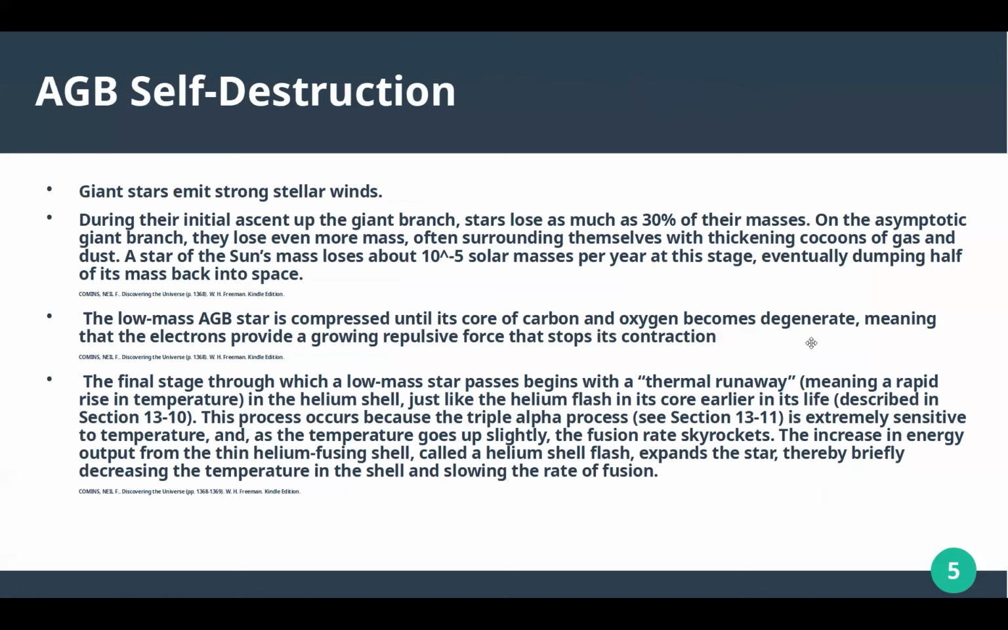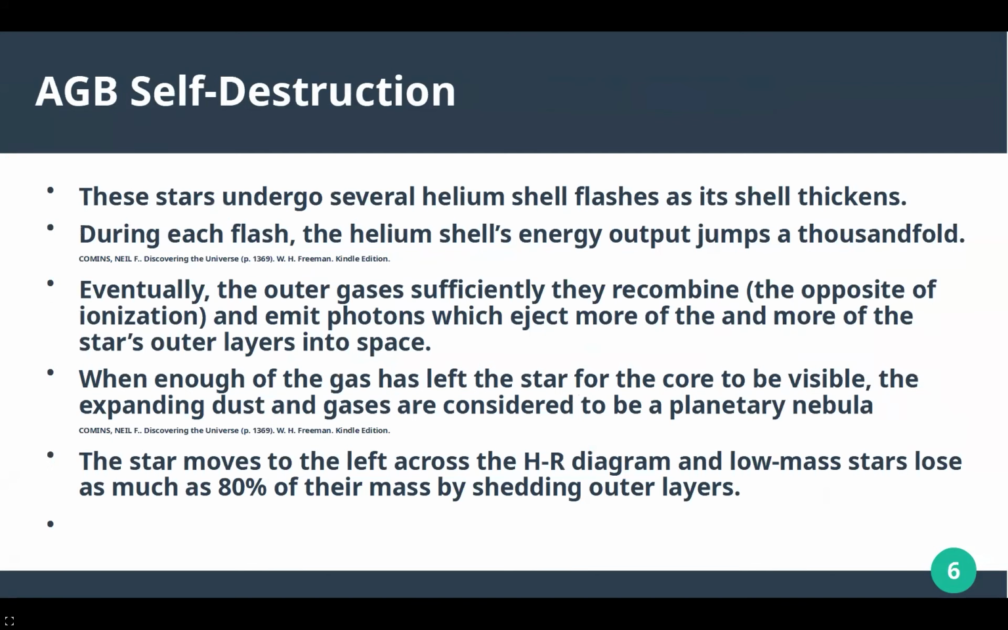This increase in energy output from the thin helium fusing shell, called the helium shell flash, expands the star, thereby briefly decreasing the temperature in the shell and slowing the rate of fusion. These stars undergo several helium shell flashes as the shell thickens. During each flash, the helium shell's energy output jumps 1,000-fold. Eventually, the outer gases sufficiently recombine, the opposite of ionization, and emit photons which eject more and more of the star's outer layers into space.